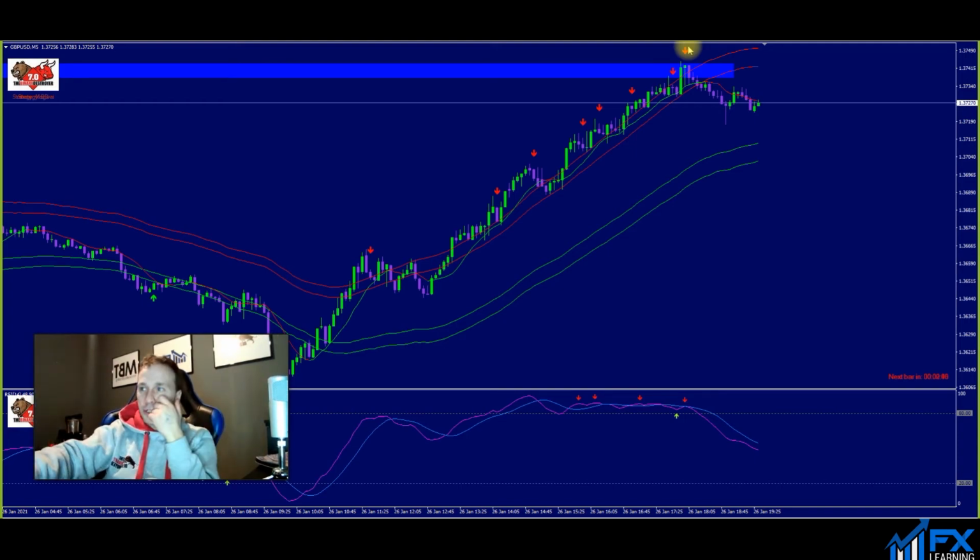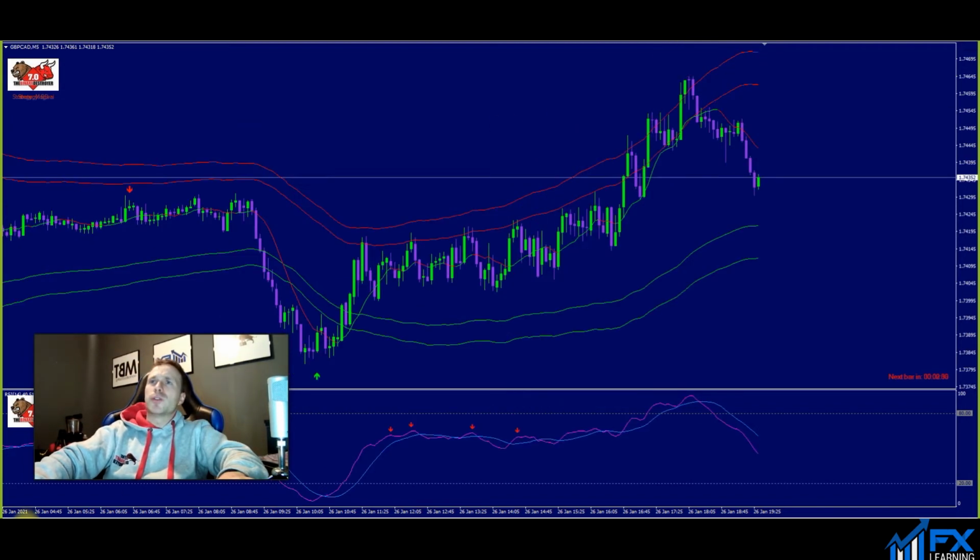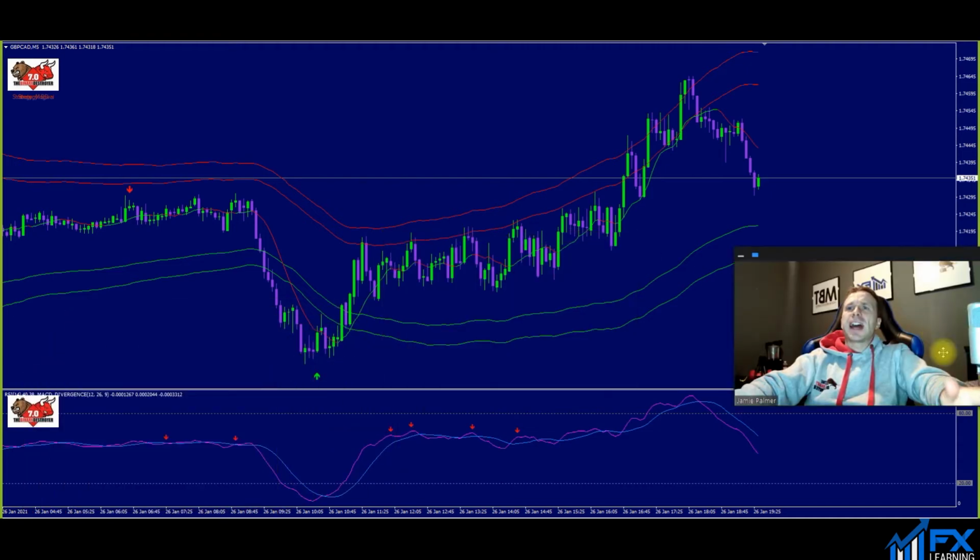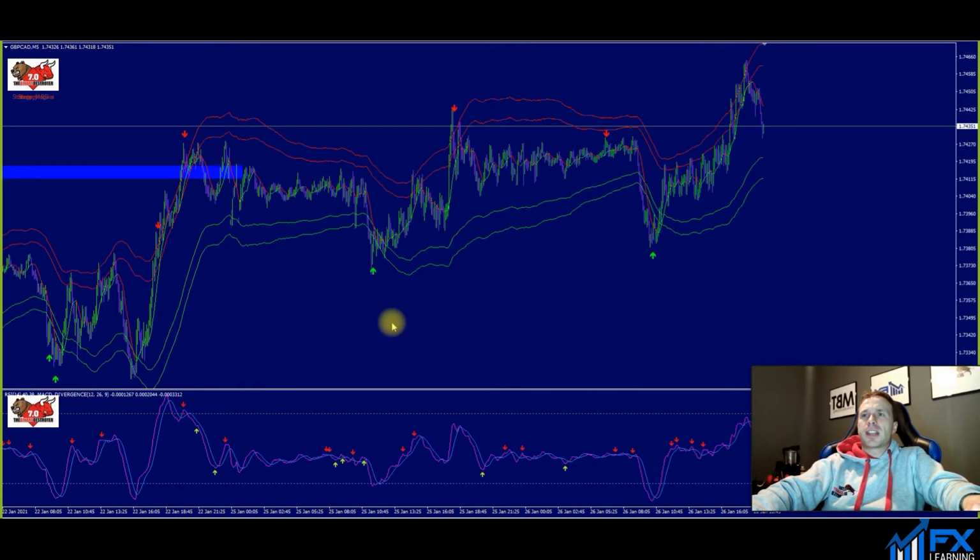That is how you do it, and that's about learning support and resistance. Let's have a look at a few others, right? Here we go, GBP CAD. Let's have a look at GBP CAD. We've got a nice little sell here.